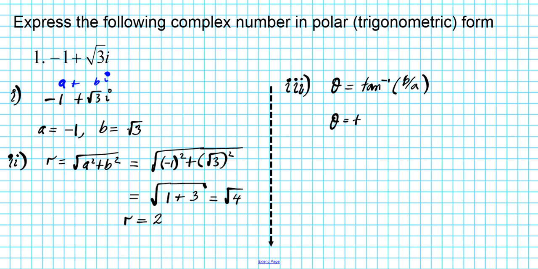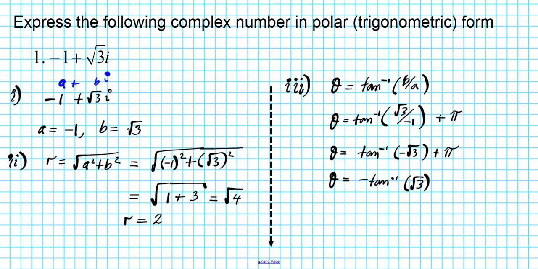Now let's look at what we have over here. Theta is going to be the inverse tan of b, which is root 3, divided by a, which is negative 1. Now, are we going to add pi in this case? The answer is yes. Why? Because a is negative, so we have to add pi. All right, so what's the inverse tan of that? Theta is equal to the inverse tan of root 3 over negative 1, which is just negative root 3, plus pi. Now, since inverse tan is an odd function, the inverse tan of negative root 3 becomes negative inverse tan of root 3, plus pi.